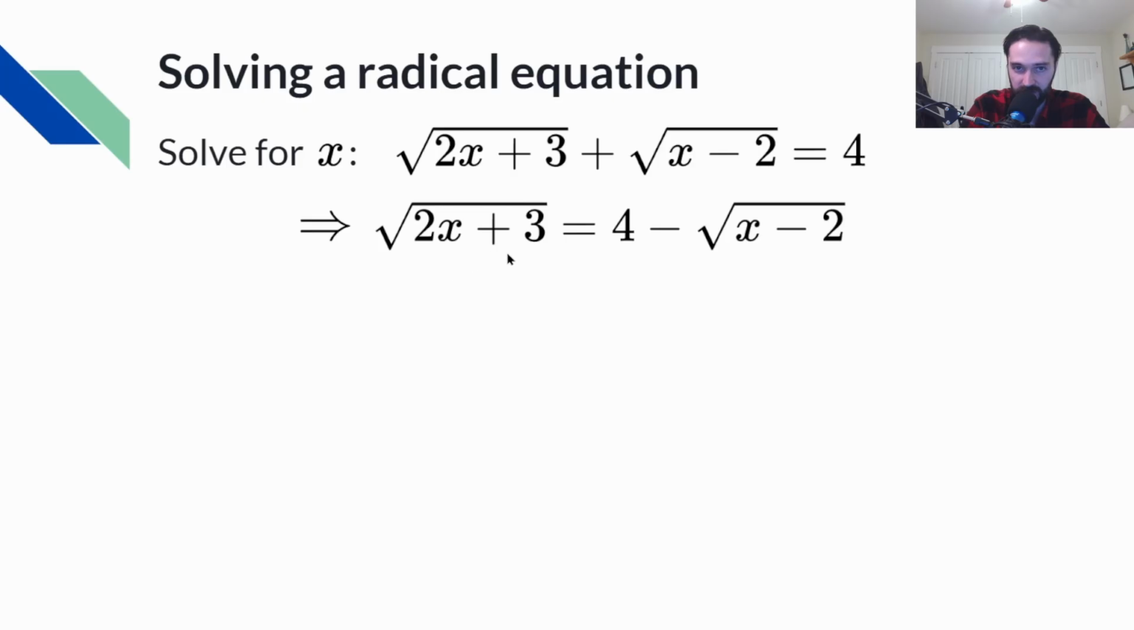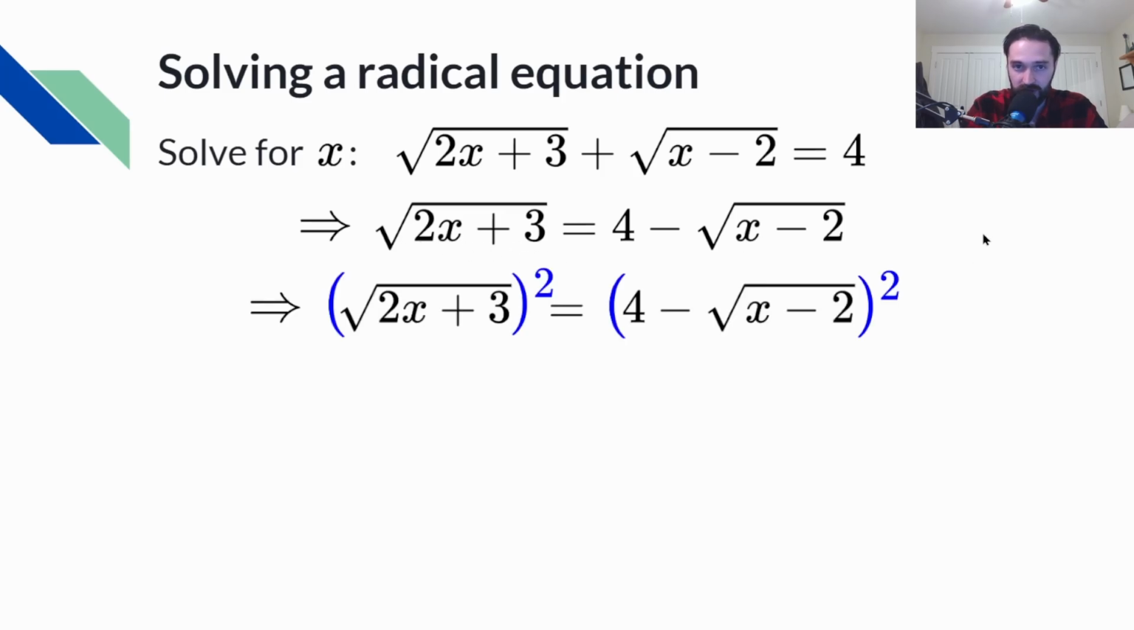I'm going to have square root of 2x plus 3 equals 4 minus square root of x minus 2. So we just subtracted both sides by square root of x minus 2. Now that we have one of our radicals isolated, what we want to do is square both sides. Get rid of this radical here. When we do that, this is what we get. On the left-hand side, we just have the square root of something squared, which is just the something.